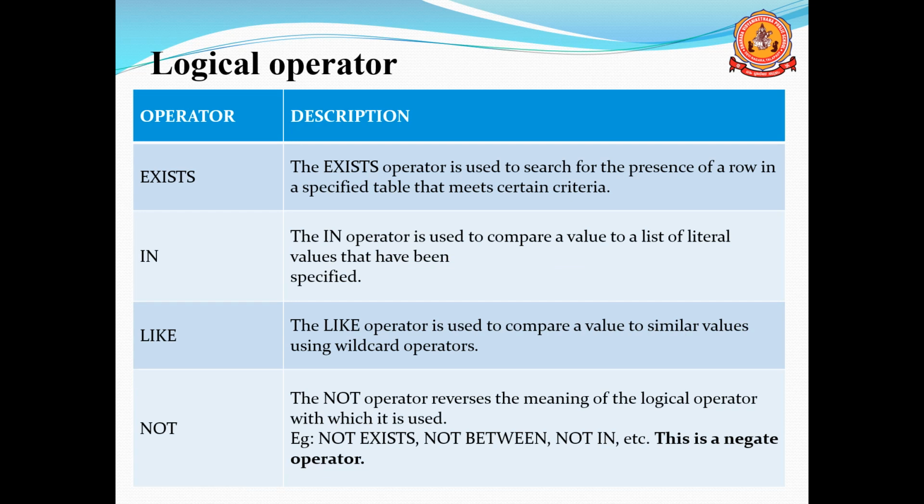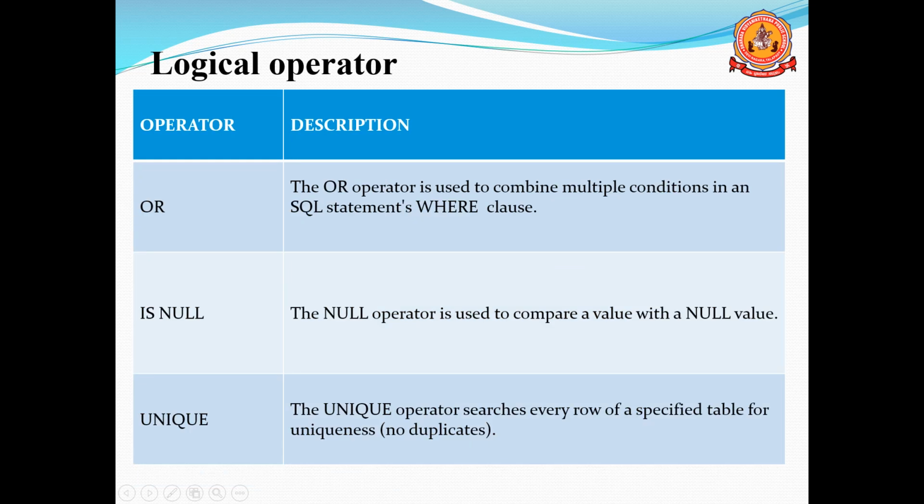The next one is NOT. The NOT operation is mainly inverting the meaning of a logical operator, and it is used along with other operators. So NOT EXISTS, NOT BETWEEN, NOT IN. These are the different types of NOT operations. Next one is the OR operation. The OR operation is used to combine multiple conditions. If you want to combine multiple conditions, then we make use of OR.